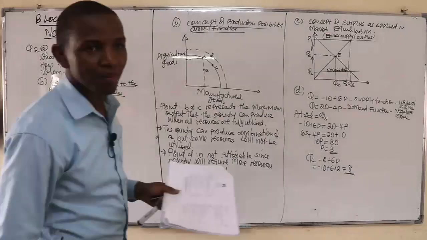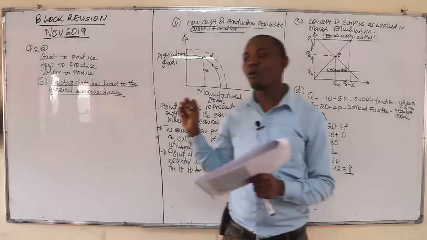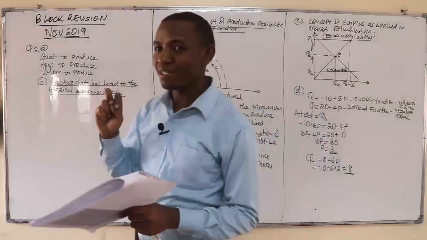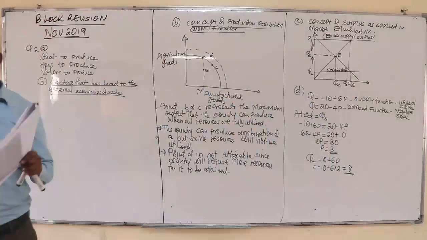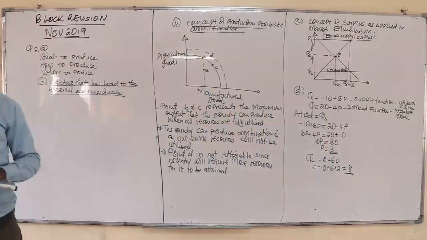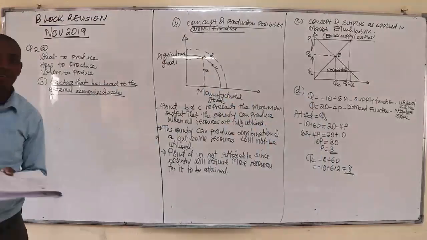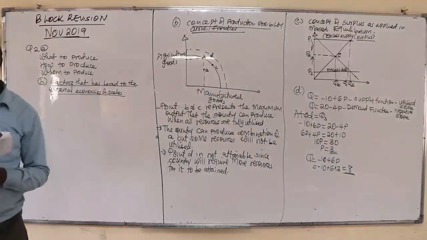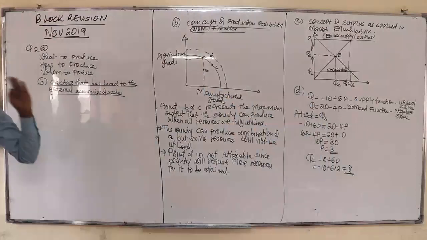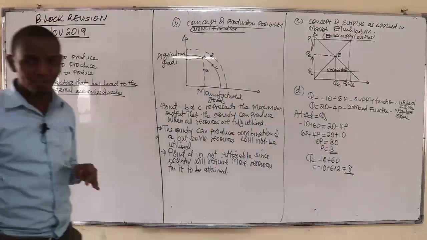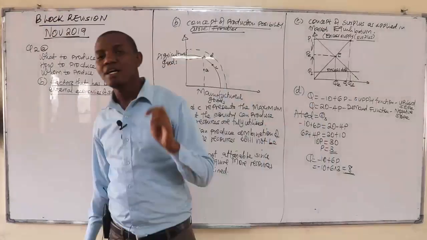This is the reduction of the unit cost while expanding the output. You are reducing the unit cost while expanding the output. That is what we call the economies of scale. Now, in economies of scale, we say there are two types: external economies of scale, and internal economies of scale.